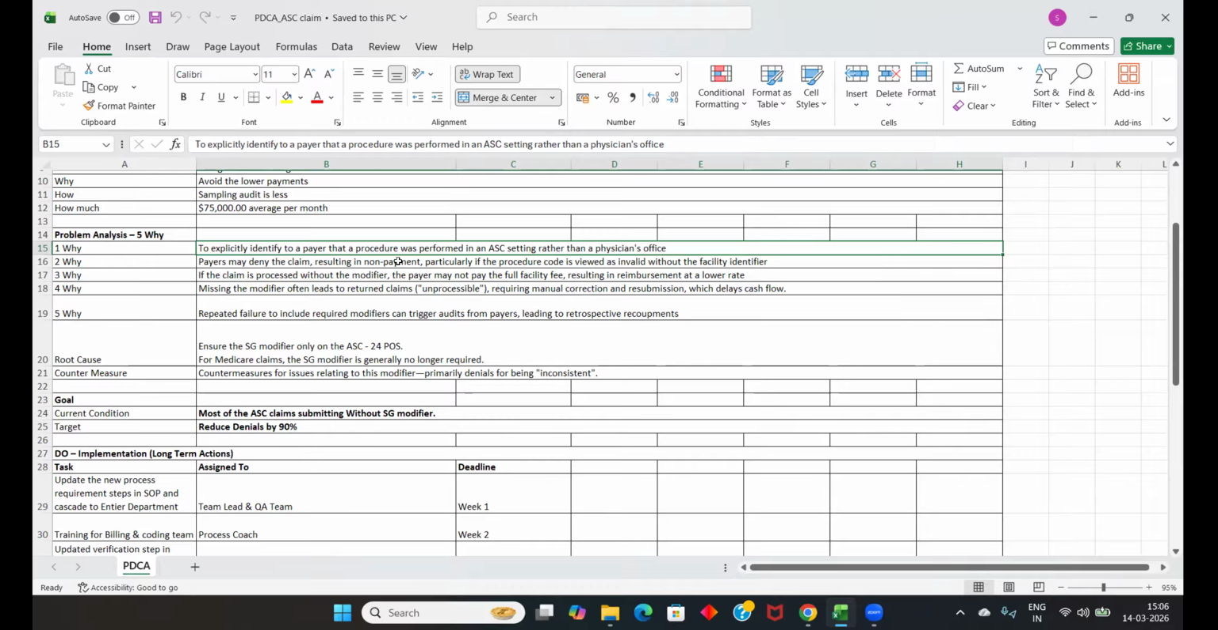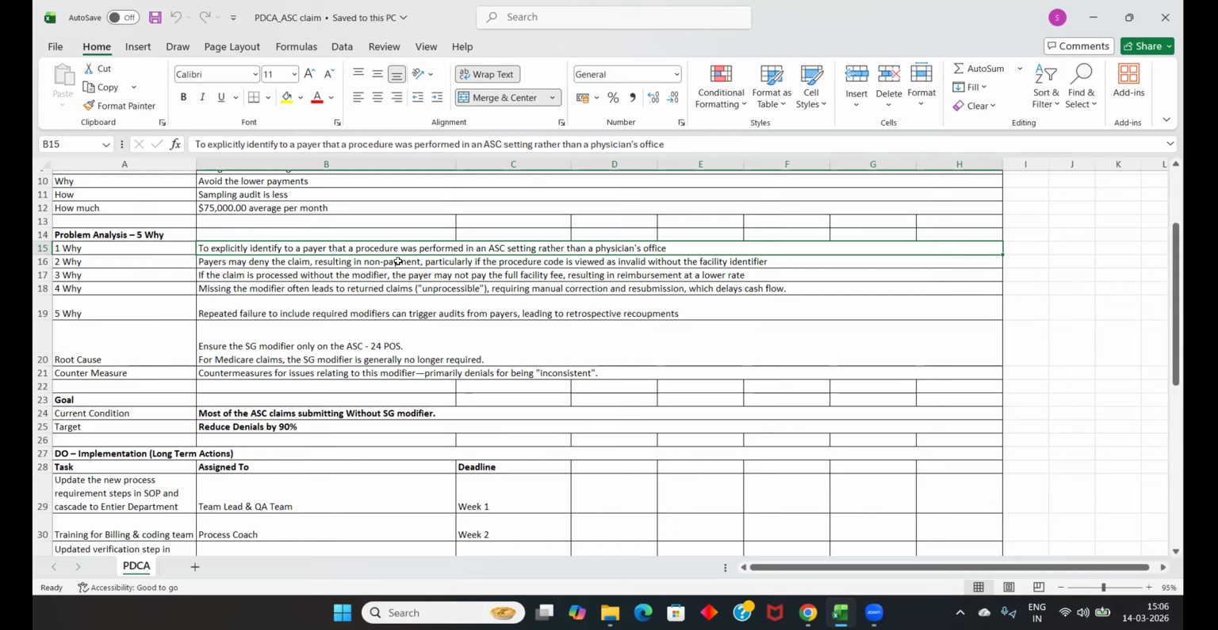Right. So when you are doing this, Hari, not to criticize you, but this is the mistake we used to do, right? For example, your first why is the reason, and your second why should tag into that reason, right? See, for example, the first thing you're asking is to identify the payer that the procedure was performed in the ASC setting rather than the physician office. Leave that. Physician office, you leave for the time being as a discussion point.